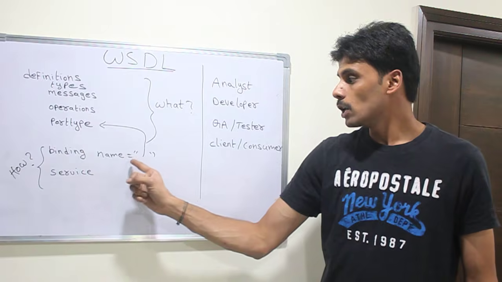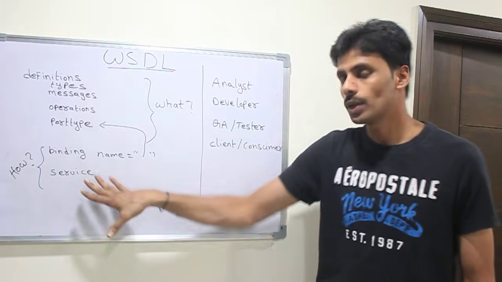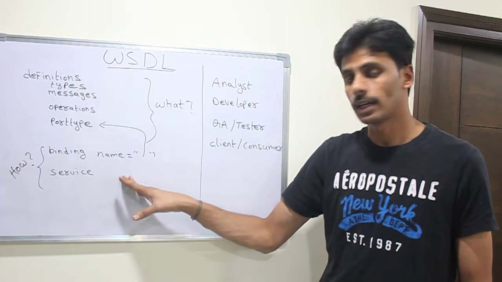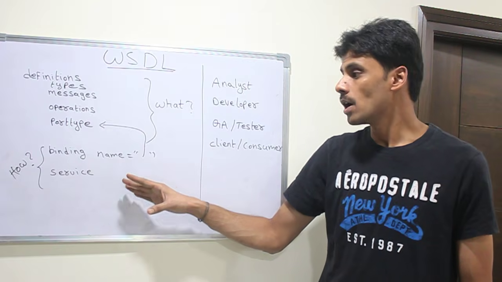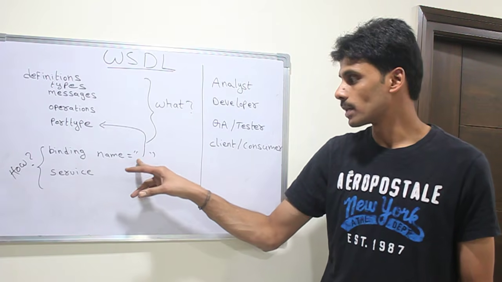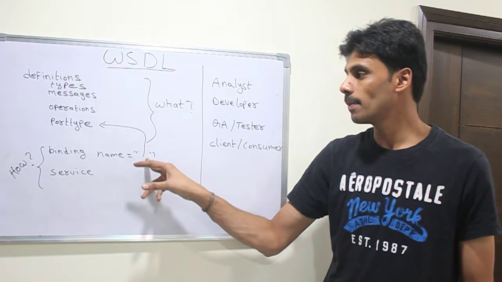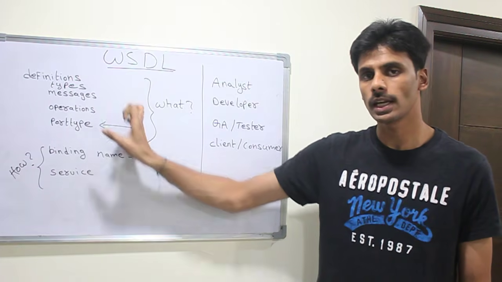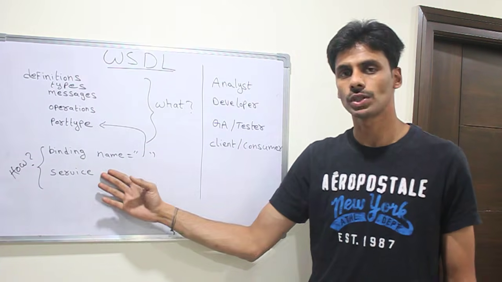The binding section also links the abstract section to the actual section, or the practical section, which actually tells how to consume this web service. So using the name element, in the name element, you point it to the port type. So that's the link between the abstract and the real portions of a WSDL.